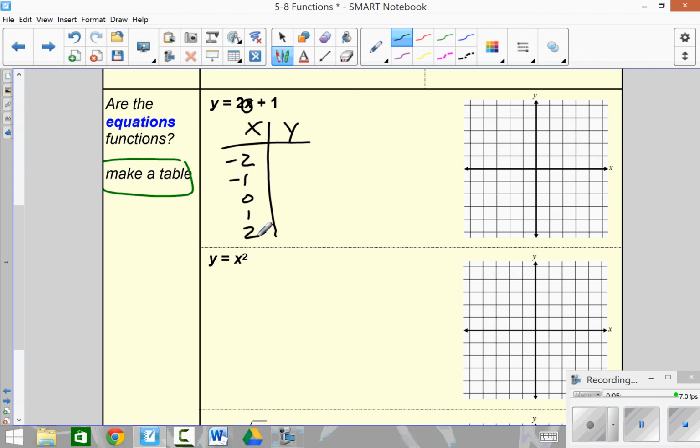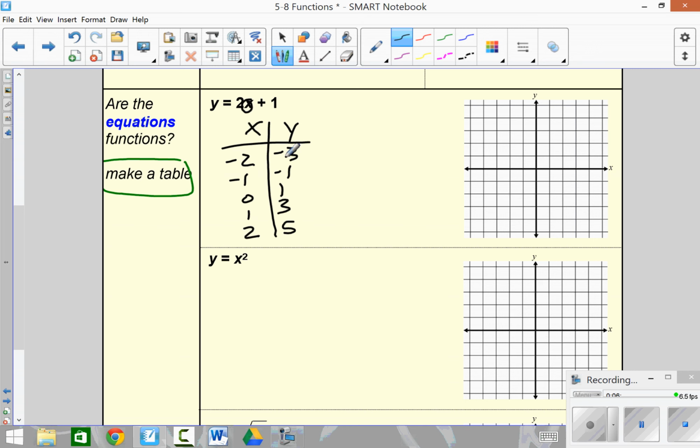So I'm going to start on the positive end. If I put a 2 in for the x, 2 times 2 is 4, 4 plus 1 is 5. Put a 1 in, 2 times 1 is 2, 2 plus 1 is 3. Put a 0 in, it's going to equal 1. Put a -1 in, 2 times -1 is -2. -2 plus 1 is -1. Put a -2 in, this will equal -3.